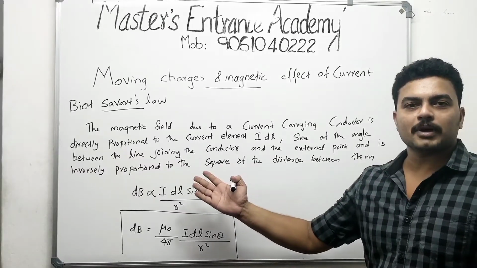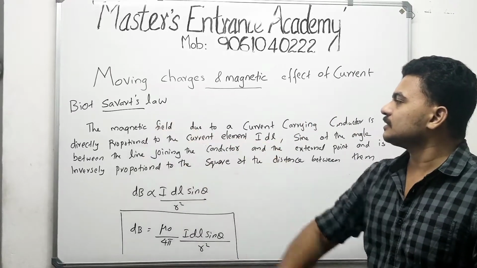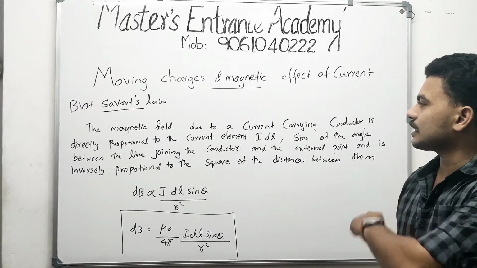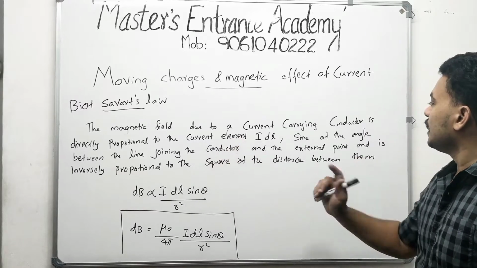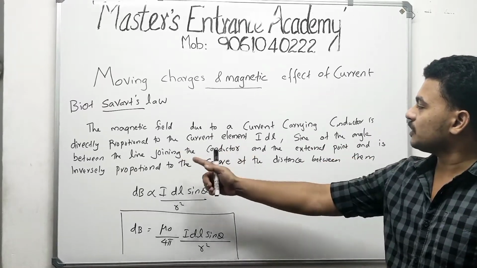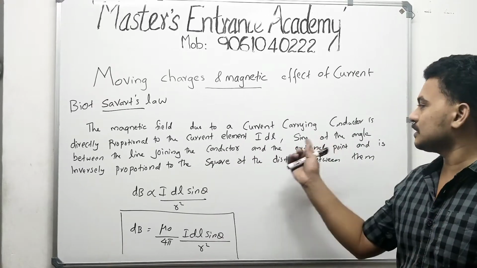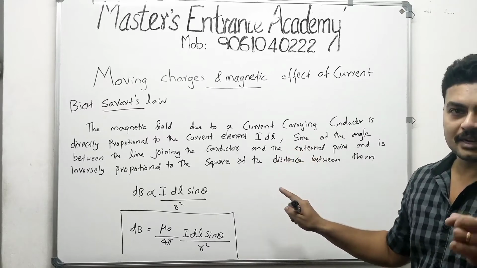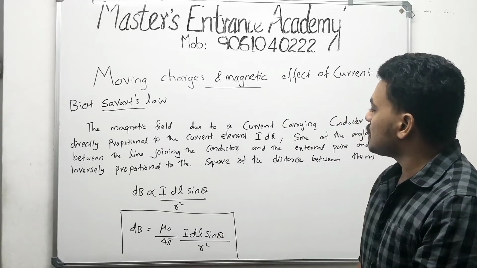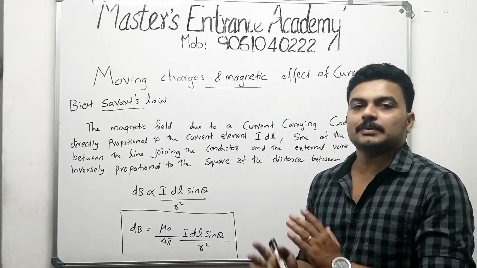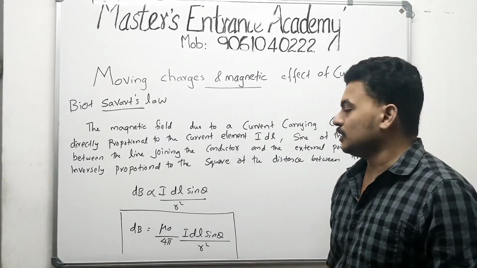Next, the statement of Biot-Savart law. The law states that the magnetic field due to a current carrying conductor is directly proportional to the current element I dl and the sine of the angle between the line joining the conductor and the external point where we have to find the magnetic field. Theta is the angle between the conductor and the imaginary line. The magnetic field is inversely proportional to the square of the distance between them. That means when the distance increases, the magnetic field at the point decreases. So this is the conclusion.